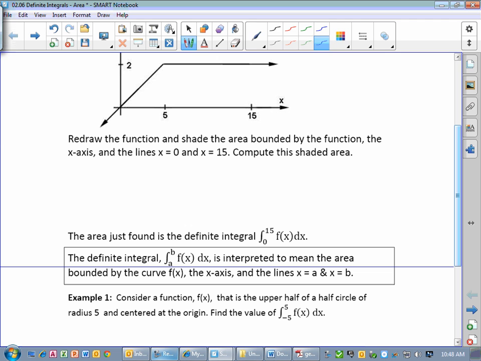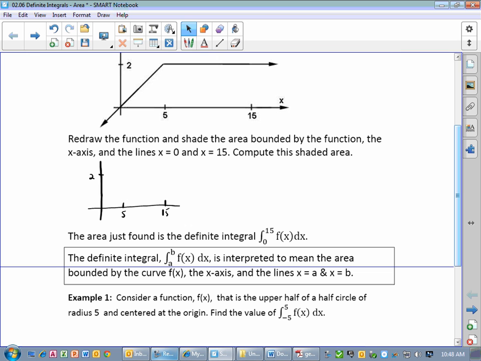Okay, so let's start by redrawing our function. So let's do our x and y axis. And I'll put 5 and 15 on here. And we've got 2 here. And so notice when we get to 5, that's when it goes, when x is 5, that's when the line becomes horizontal.